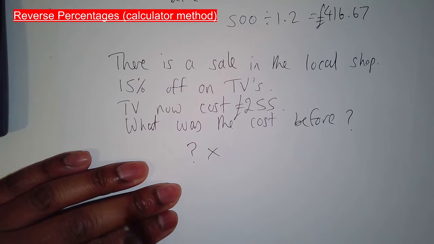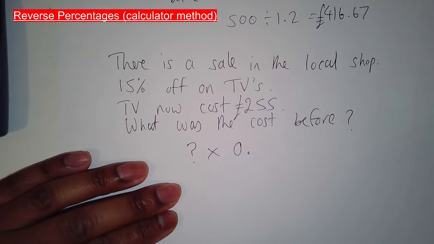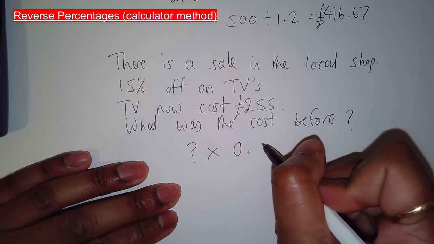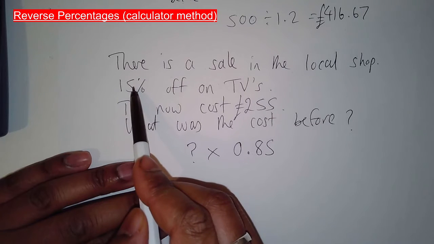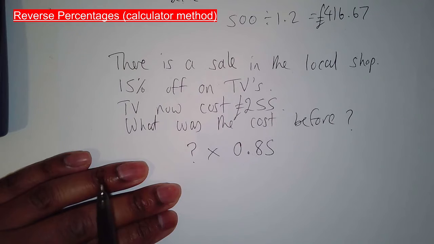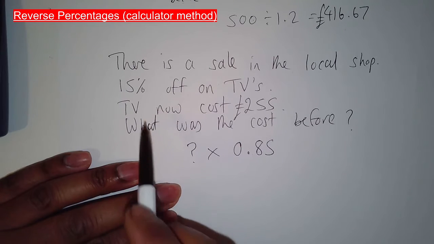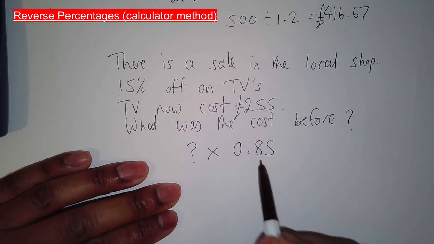So if you remember in a previous video, the multiplier is going to be 0 point something. It's not going to be 0.15, it's actually going to be 0.85, right? Because the 85 and the 15 add up to 100. So when you want to decrease something, 15% off means decrease, it has to be 0 point something.